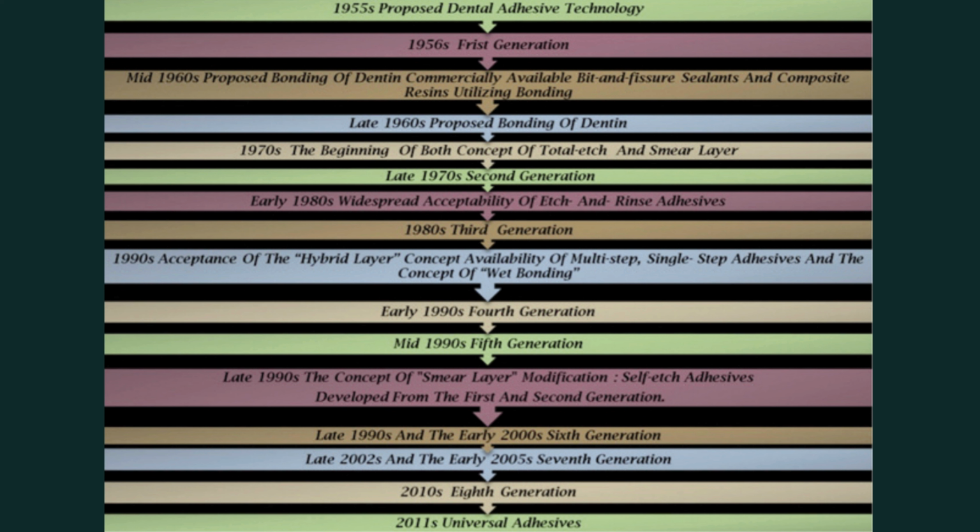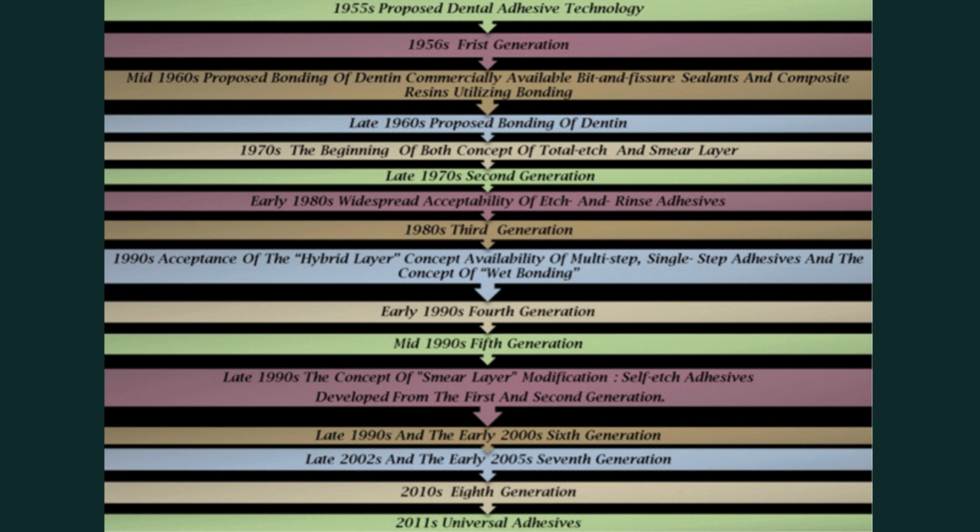Dental adhesives are often categorized into generations reflecting technological evolution. First generation, 1950s. These adhesives attempted chemical bonding to dentin using monomers such as NPG-GMA. Bond strengths were very low, 1 to 3 megapascals, and bonds degraded rapidly in water.